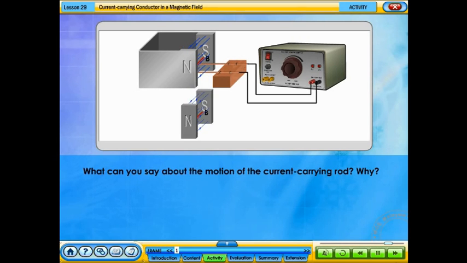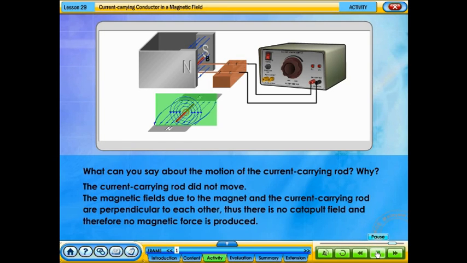What can you say about the motion of the current-carrying rod? Why? The current-carrying rod did not move. The magnetic fields due to the magnet and the current-carrying rod are perpendicular to each other. Thus, there is no catapult field, and therefore no magnetic force is produced.